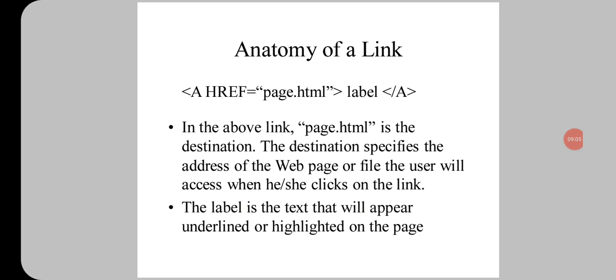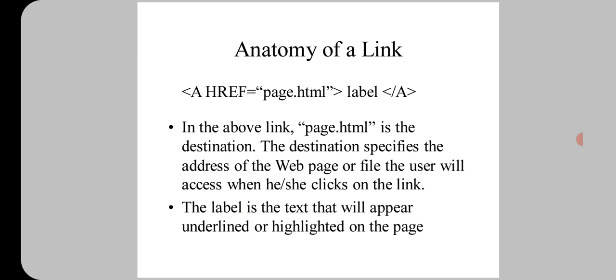So, anatomy of a link. What are the different parts of links? Here the syntax is <a href="page.html">some text</a>. In the above link, page.html is the destination. The destination specifies the address of the web page or the file the user will access when he or she clicks on the link. The label is the text that will appear underlined, highlighted on the page.